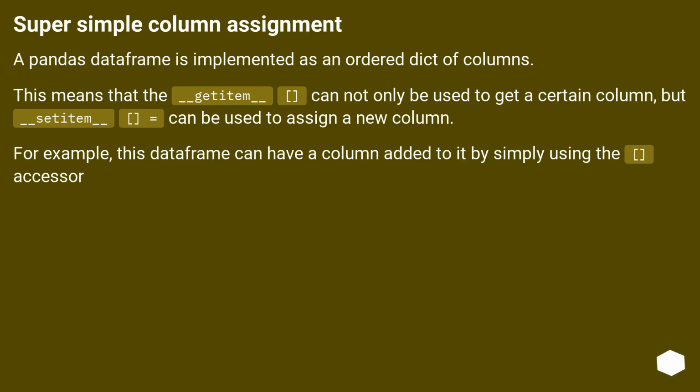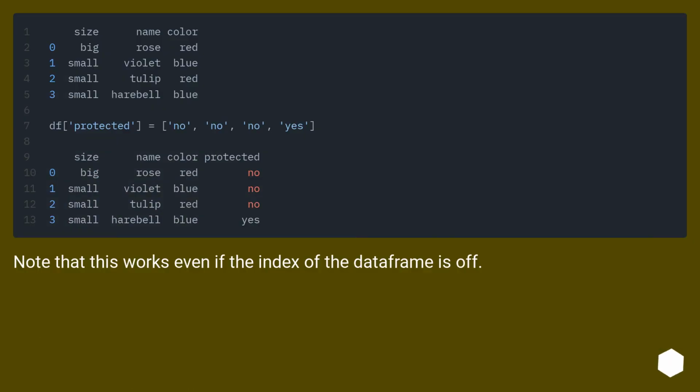Super simple column assignment. A pandas data frame is implemented as an ordered dict of columns. This means that __getitem__ can not only be used to get a certain column, but __setitem__ (the equals sign) can be used to assign a new column. For example, this data frame can have a column added to it by simply using the accessor. Note that this works even if the index of the data frame is off.